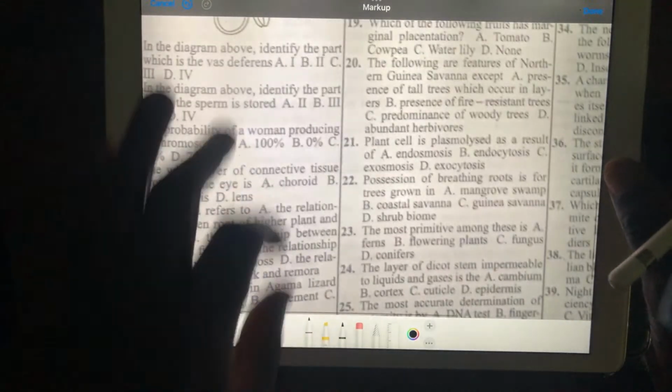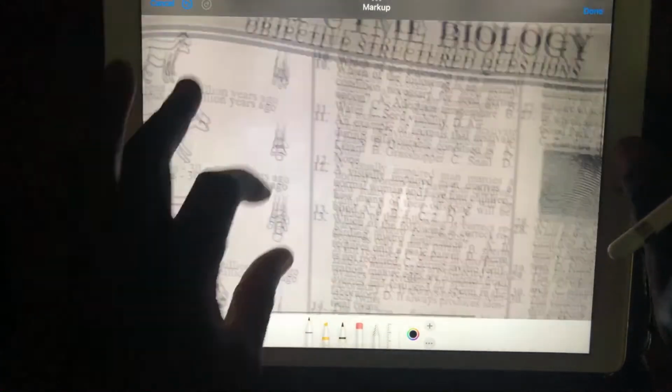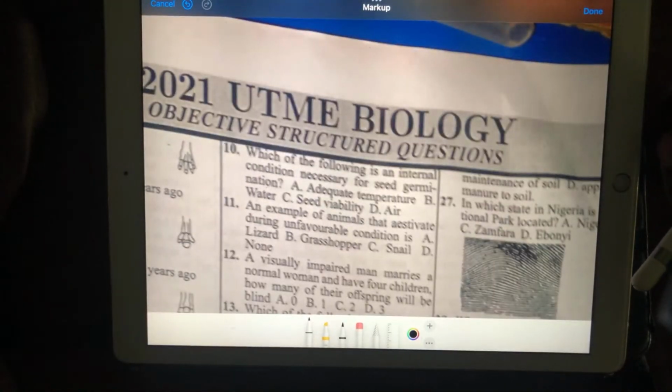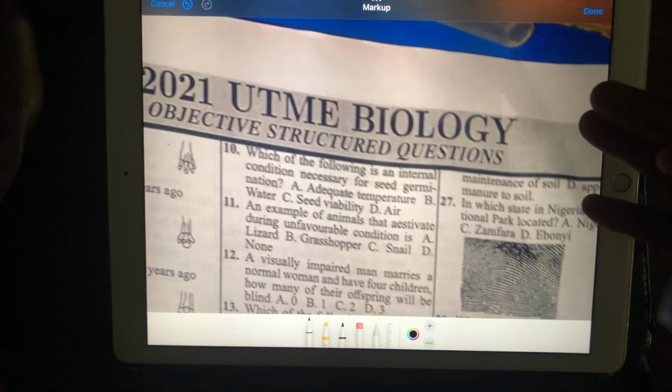So number 9 has been handled. They say, which of the following is an internal condition necessary for seed germination? Internal condition. Adequate temperature. Adequate temperature is not internal. That's the environmental factors, okay?